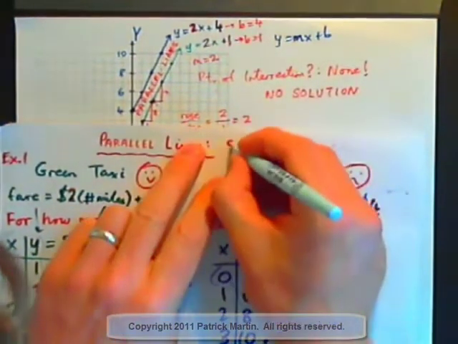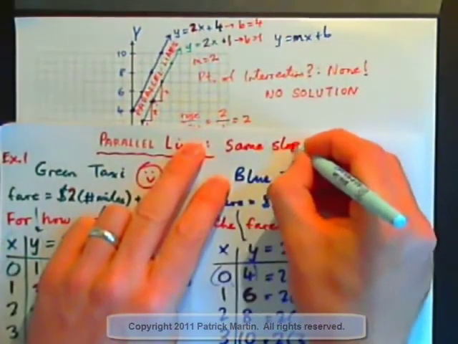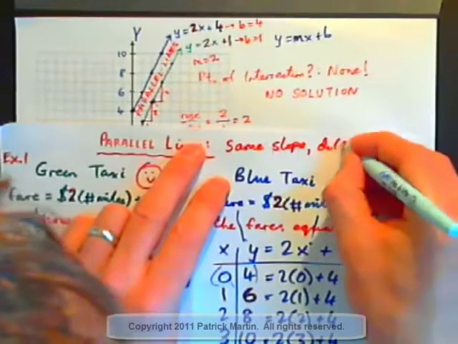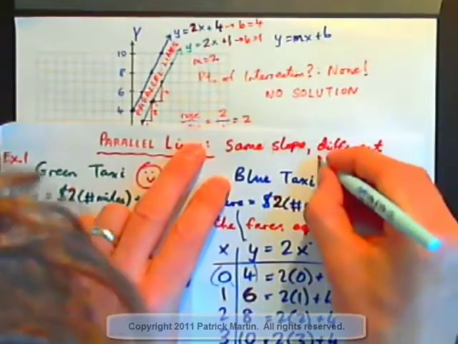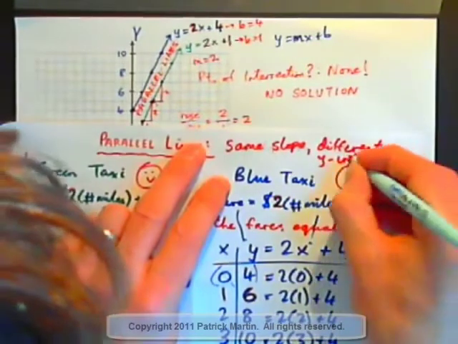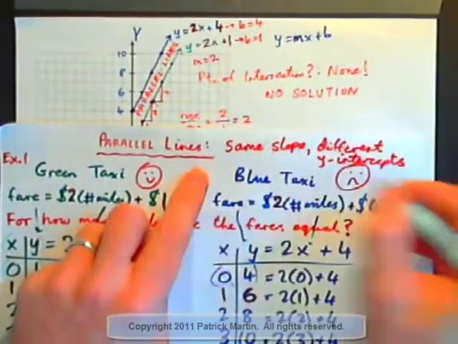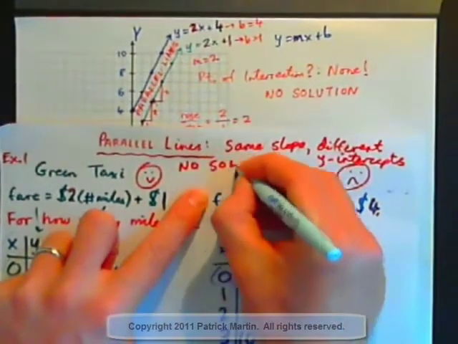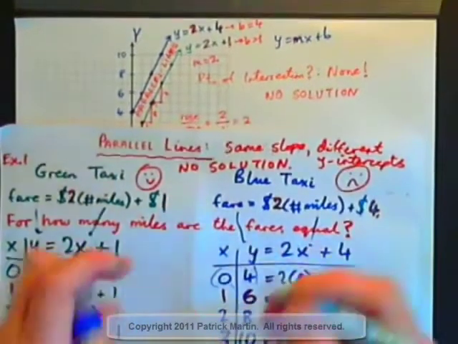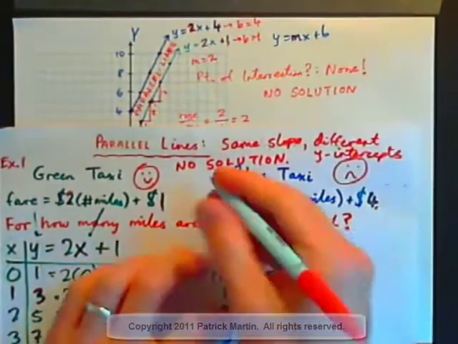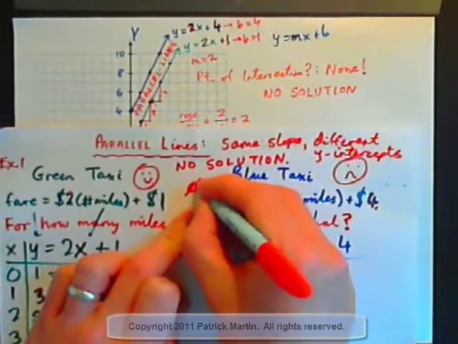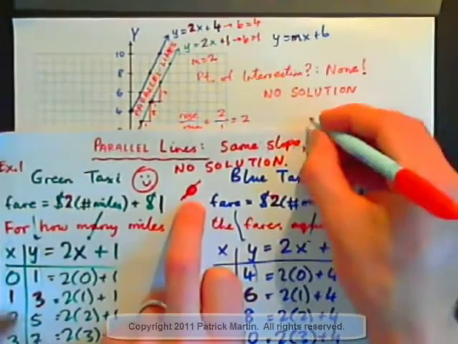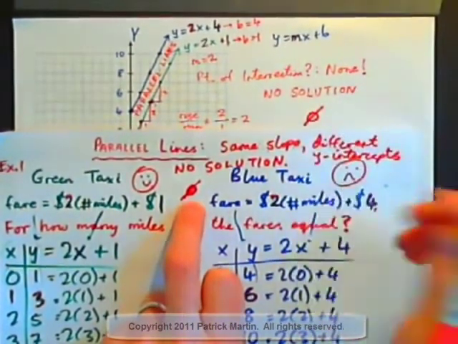For parallel lines, they always have the same slope and different y-intercepts. And for parallel lines, we always have no point of intersection, so no solution. No solution is sometimes represented by this symbol here. It means nil, null, or nothing. There's no solution, so nothing. You might see that in the back of your book.